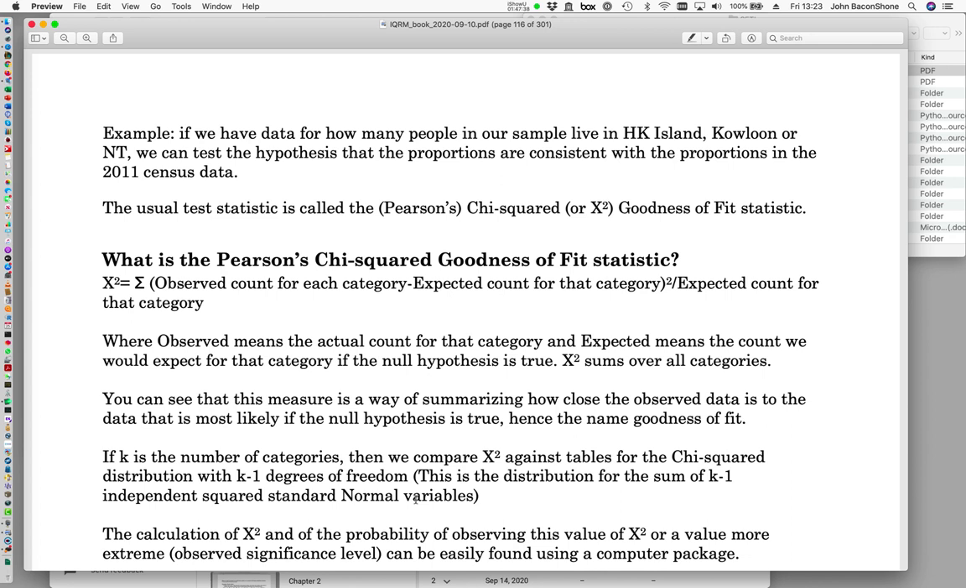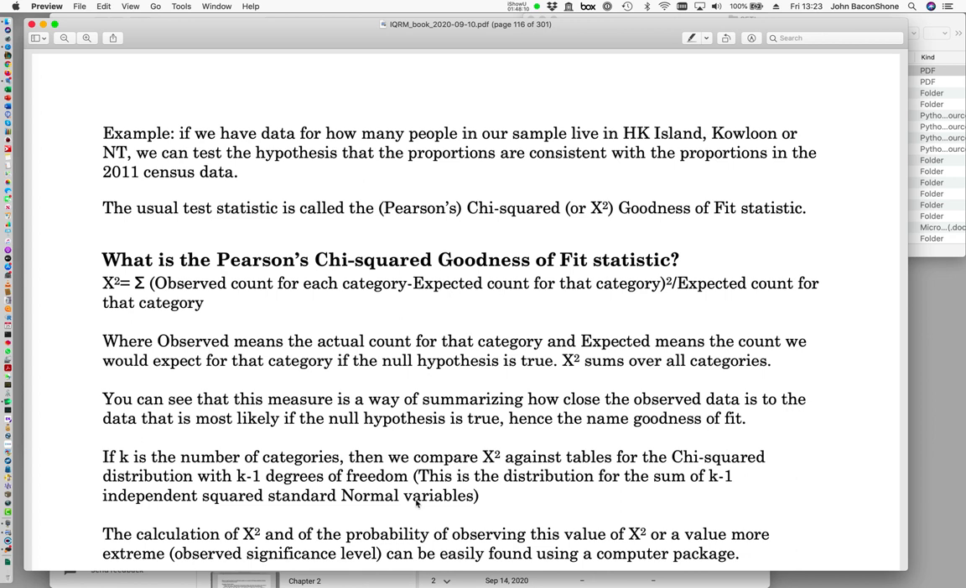So observed means the actual count. Expected means the count we would expect if the null hypothesis is true. We said the null hypothesis must tell us the proportions for each category. If we multiply that by the sample size, that should tell us the expected count for that particular category. And the sigma here just means we sum this up over all the categories, right?